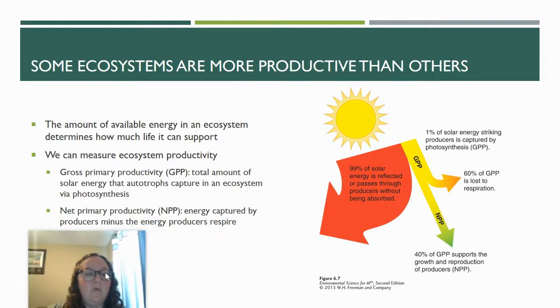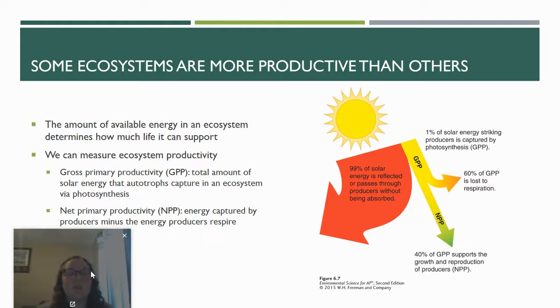Moving on, what we know is that some ecosystems are more productive than others. So when we're talking about the productivity of an ecosystem, we're looking at the amount of available energy, which will determine how much life it can support. So we measure that by looking at two different things. Gross primary productivity, or GPP, is the total amount of solar energy that autotrophs capture in an ecosystem via photosynthesis. What's more important, I would argue, is the net primary productivity, or NPP, which is the energy captured by the producers minus the energy producers' respiration.